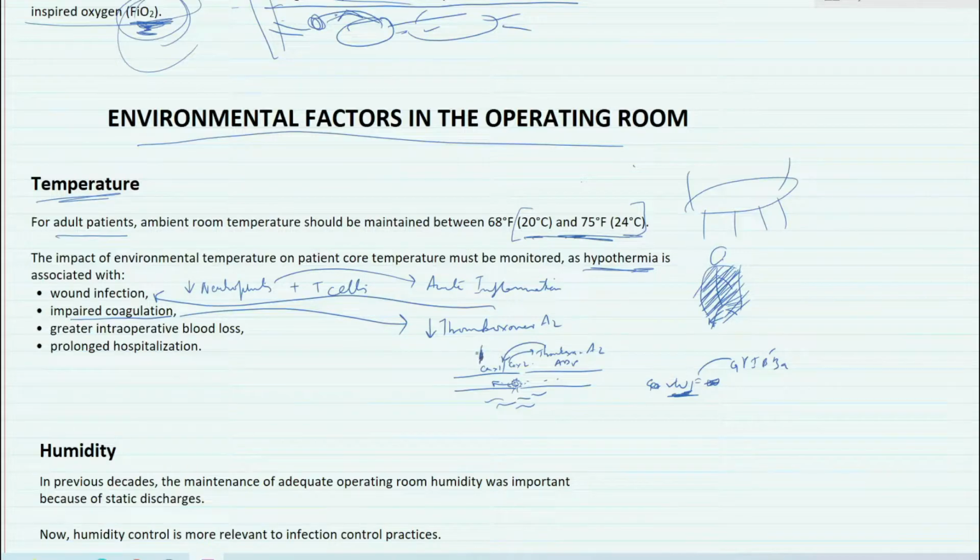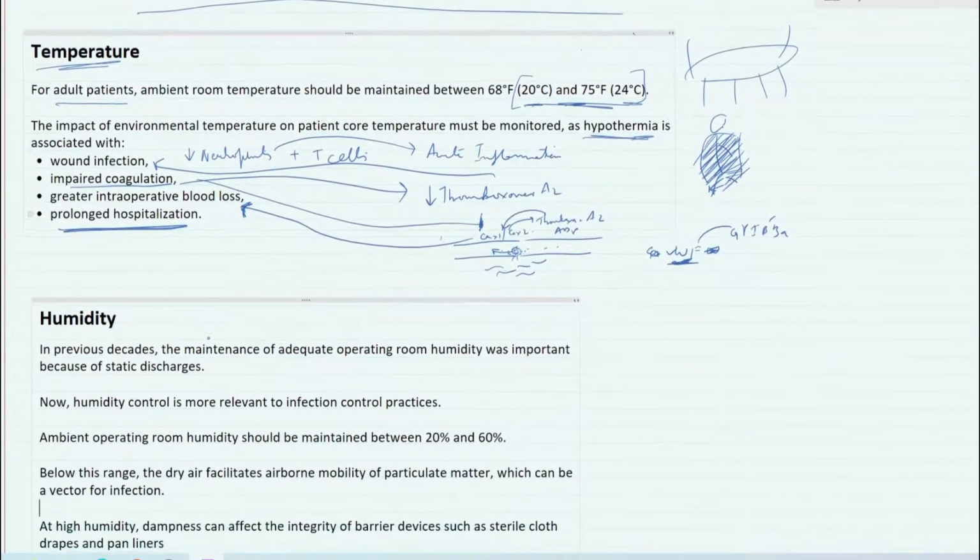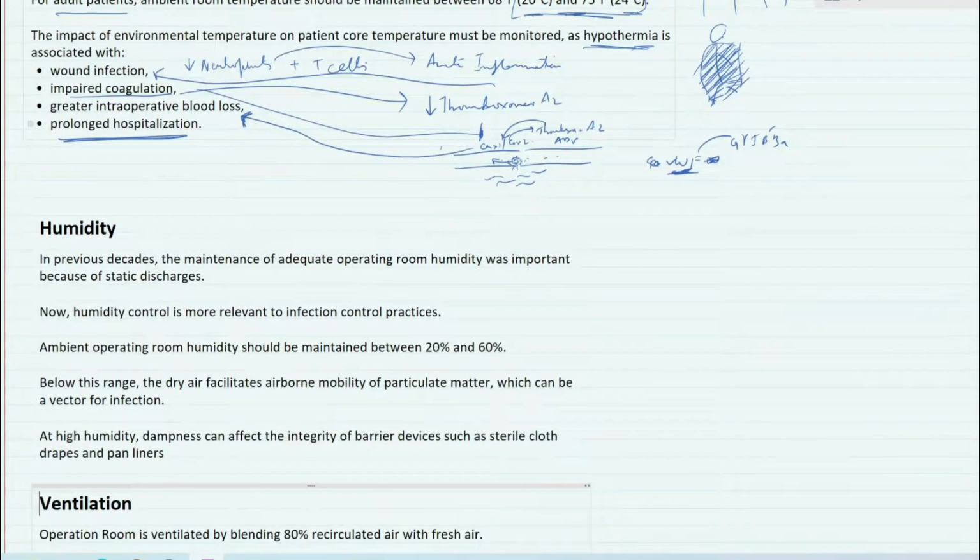So this whole system is impaired in hypothermia, and this leads to greater intraoperative blood loss. And through other morbidities, it can also cause prolonged hospitalization. And there is another whole chapter dedicated to thermoregulation, and we'll discuss more of it when we come to it. Now, the other important factor which constitutes the environment of the OT or OR is humidity.